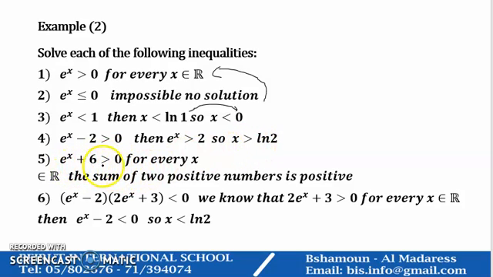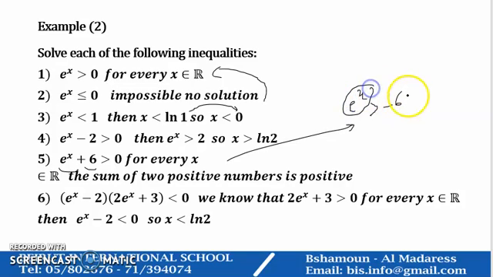Now, e^x plus 6 is strictly greater than 0. This is true for every value of x belonging to R. Why? Because this is a positive quantity, and this is a positive quantity. Positive plus positive is positive. Or I can even write it like this: e^x becomes greater than minus 6. Then this is a positive quantity, which is, of course, greater than a negative quantity for every value of x.